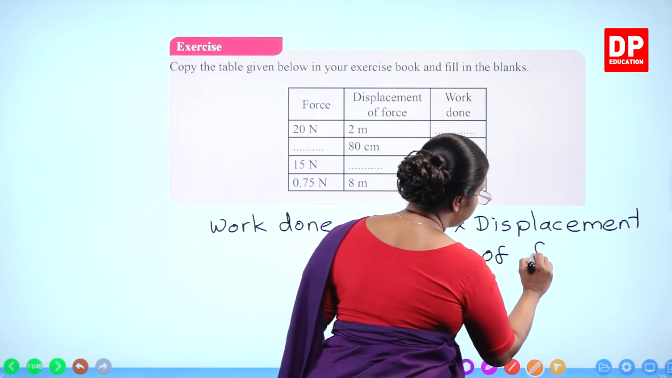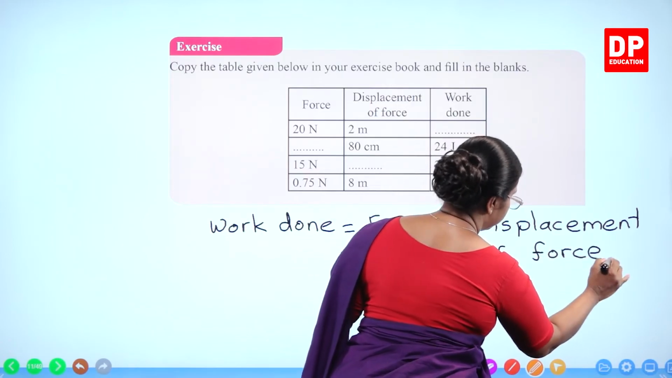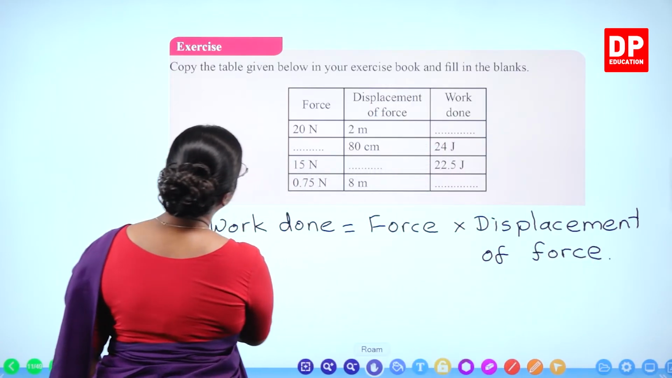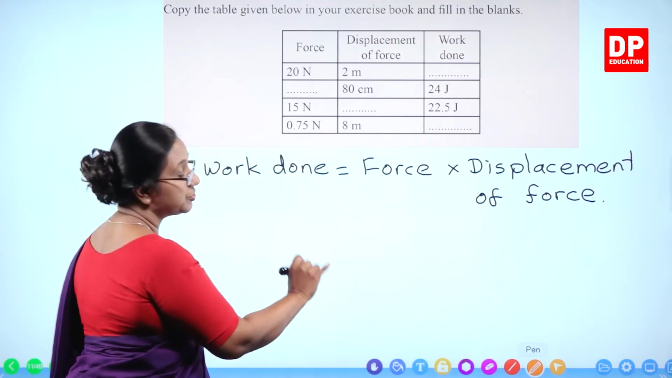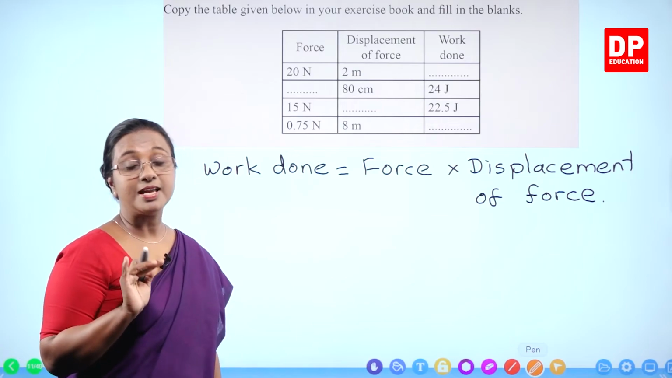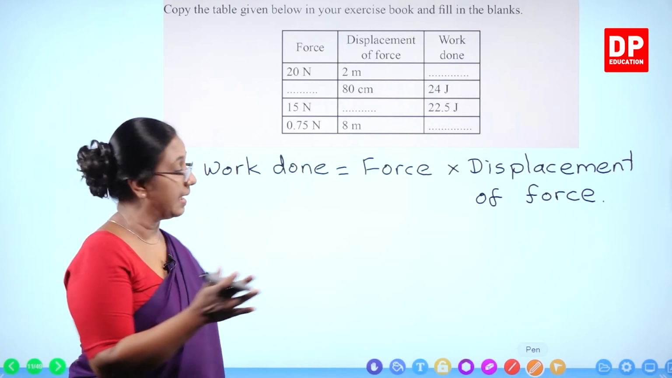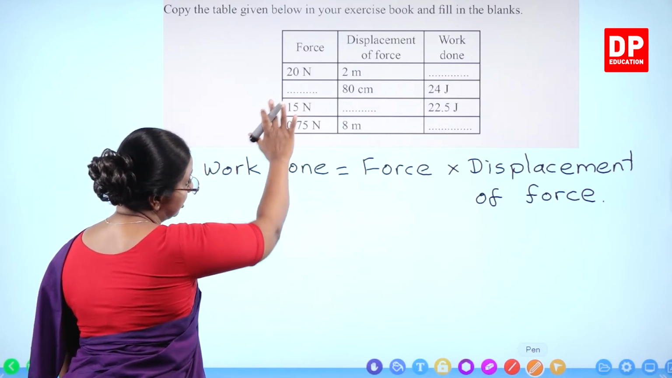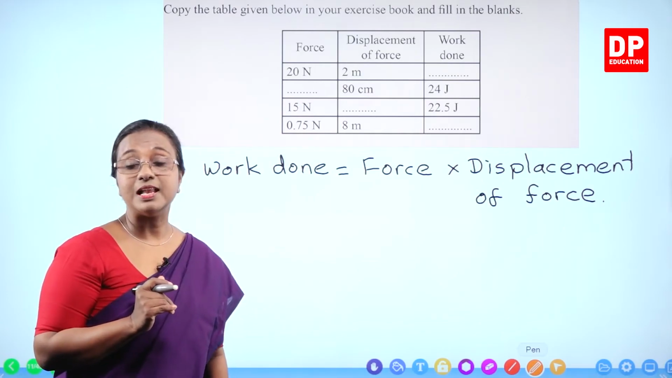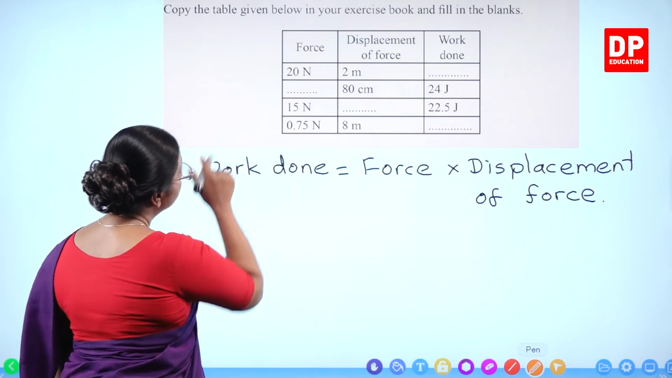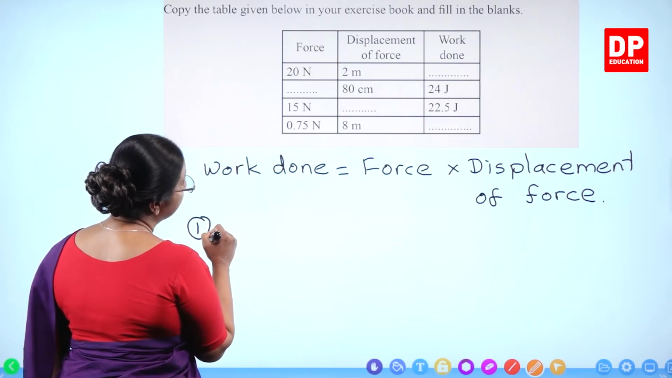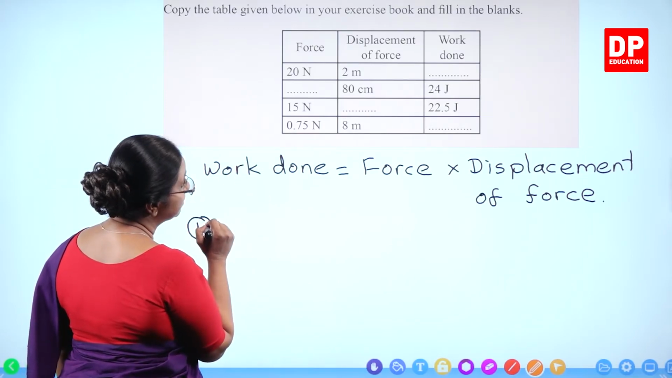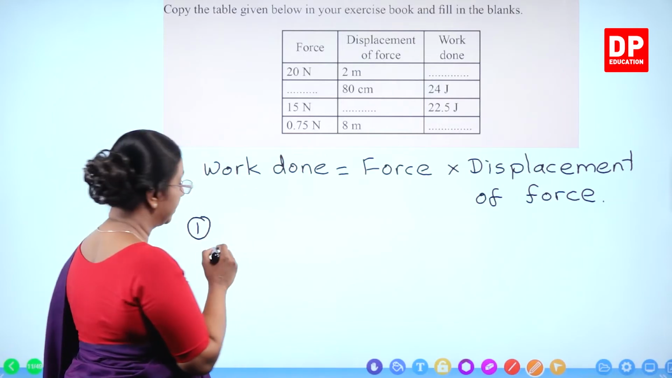Displacement of force. If we do the first calculation, you all are supposed to copy this table in your writing book, then you need to fill it up. Here I will do the calculation and then fill up the values there. So the first one, we have 20 Newton force, we have the displacement given, we need to calculate work done.